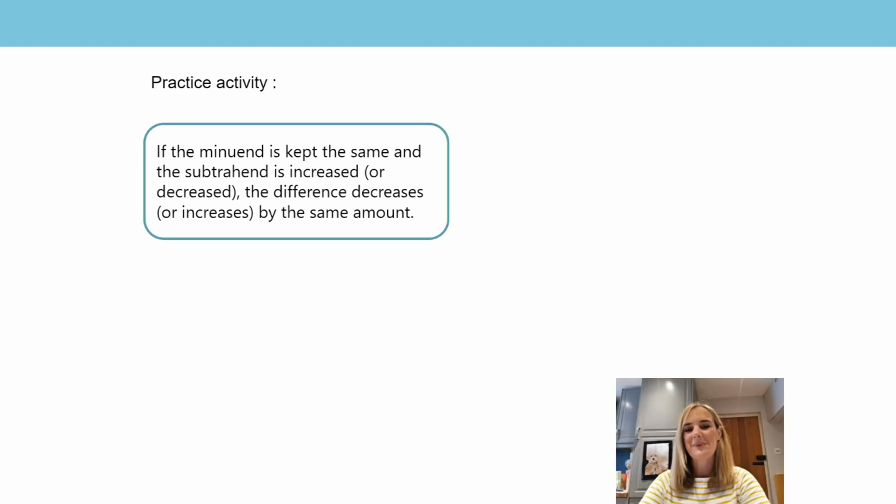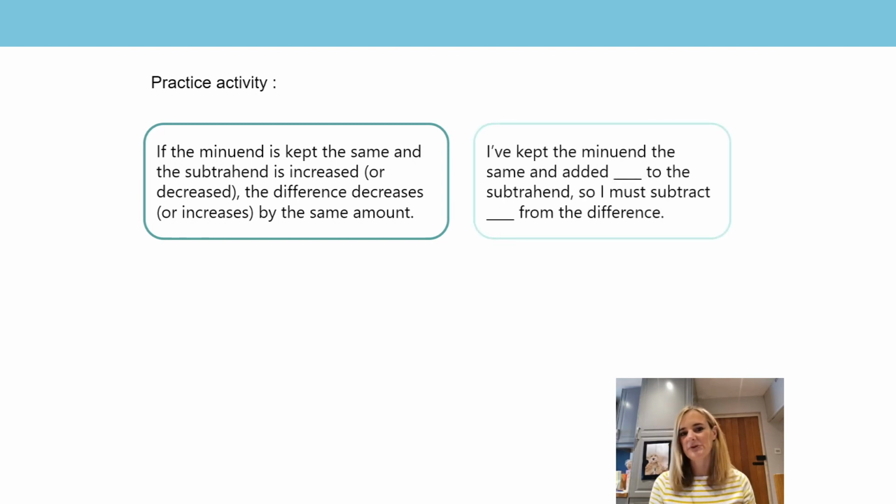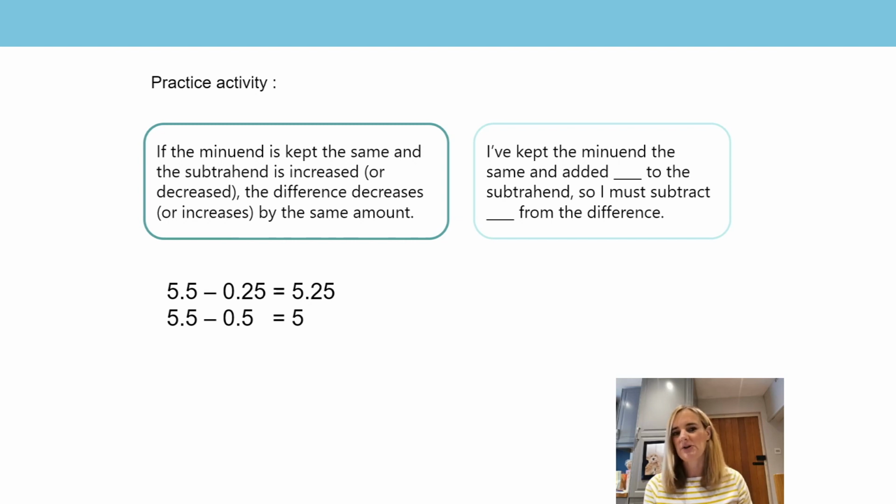Okay, I made one more pattern. I did ask if either of my daughters could explain it to me, but this was a little bit too challenging for them. I wonder whether you'll be able to spot what I've done this time. I've put on our generalised statement and our stem sentence, and this is my pattern. Have a little look at it. 5.5 subtract 0.25 equals 5.25. And the next one, 5.5, because the minuend had to stay the same, subtract 0.5 equals 5. Can you work out what I added to the subtrahend and therefore what I subtracted from the difference?